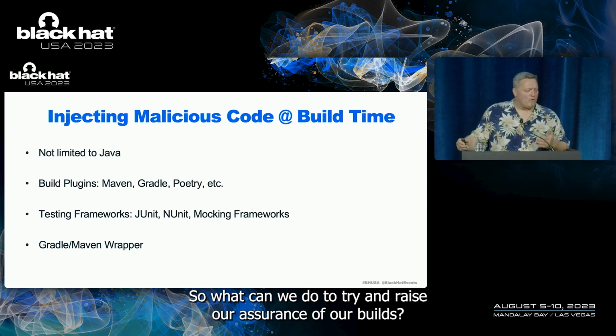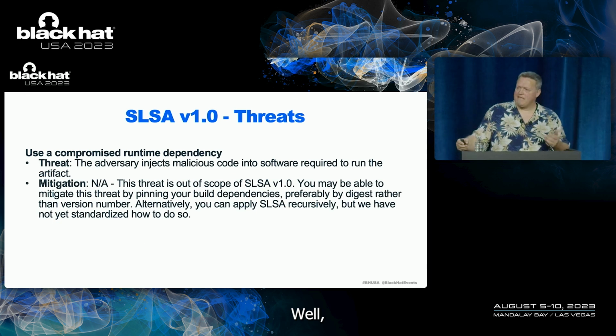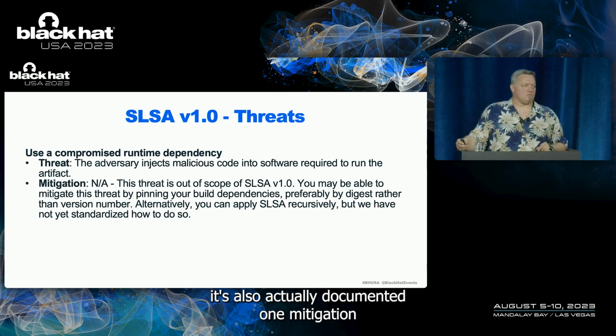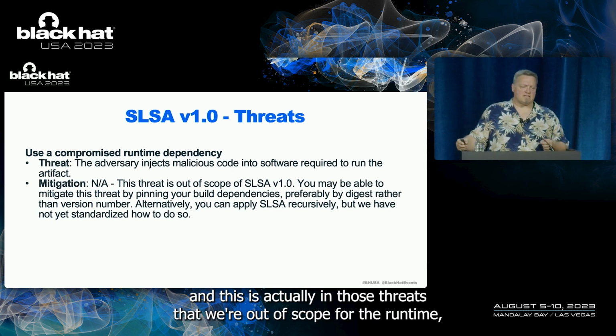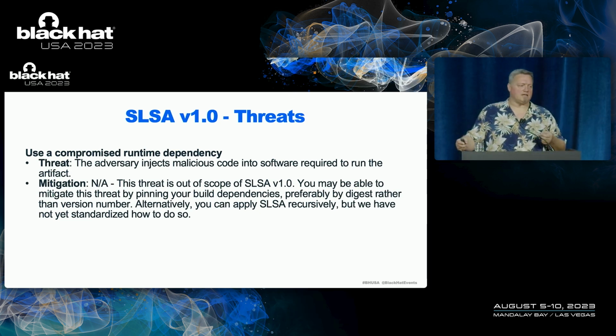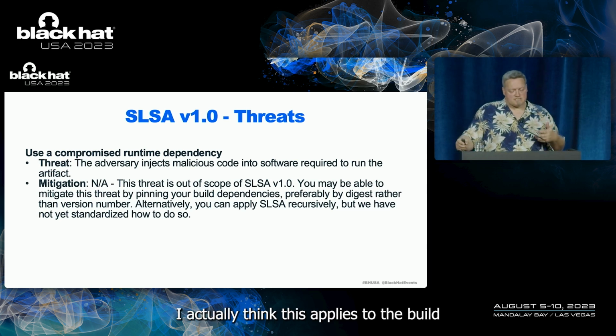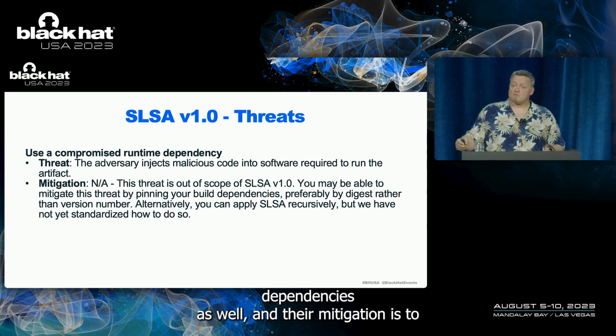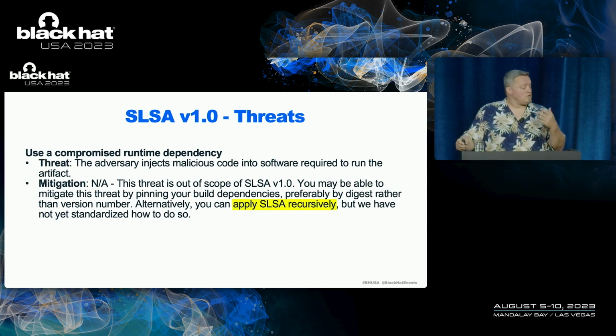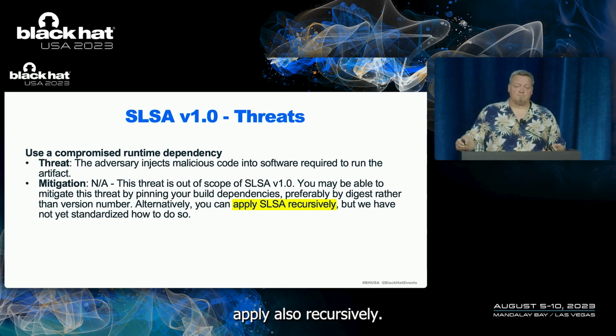So what can we do to try and raise our assurance of our builds? Well, SLSA actually documented one mitigation, and this is actually in those threats that were out of scope for the runtime dependency. I actually think this applies to the build dependencies as well, and their mitigation is to apply SLSA recursively.